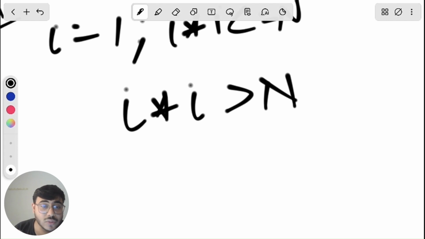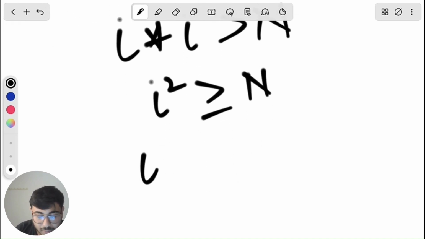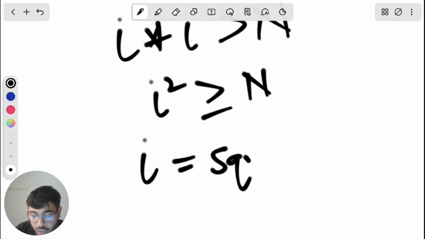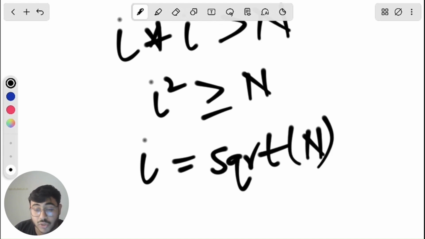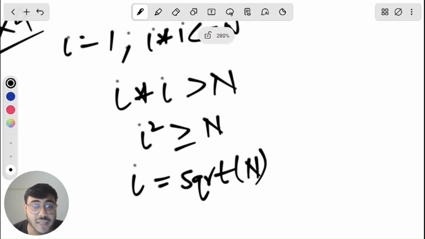We know that i is basically the number of steps that our loop is going to work for. So if I write this asymptotically, it will be i square less than n, or i can be written as sqrt of n. So here we can see that the runtime of example number 4 was actually sqrt n.